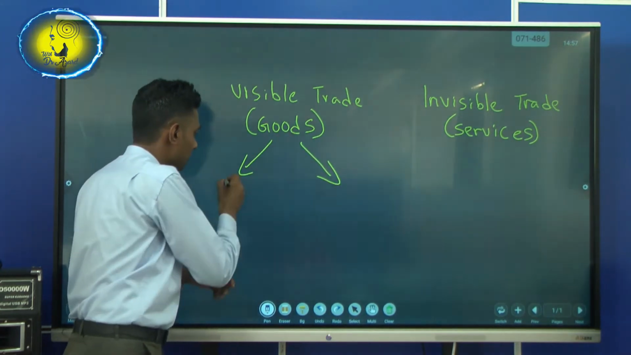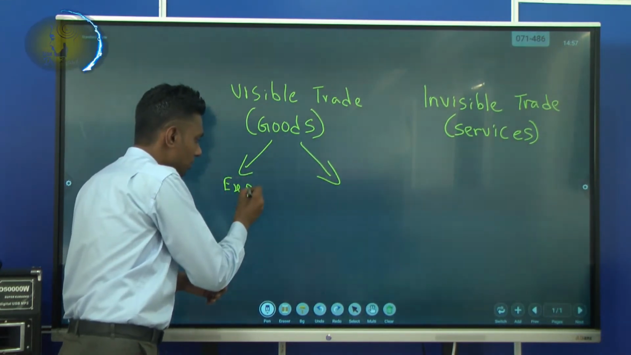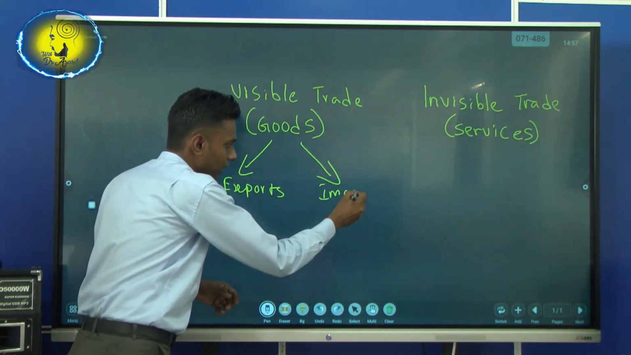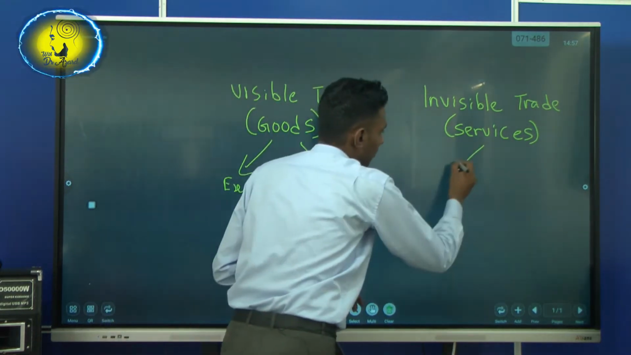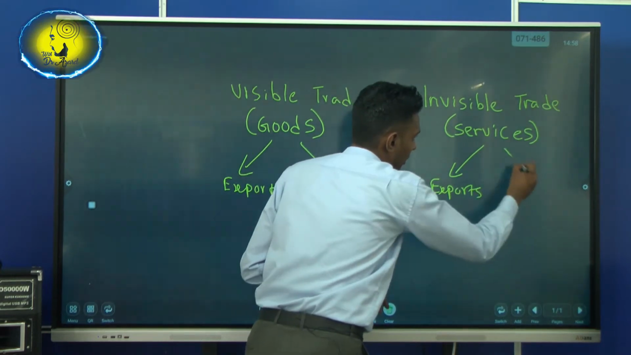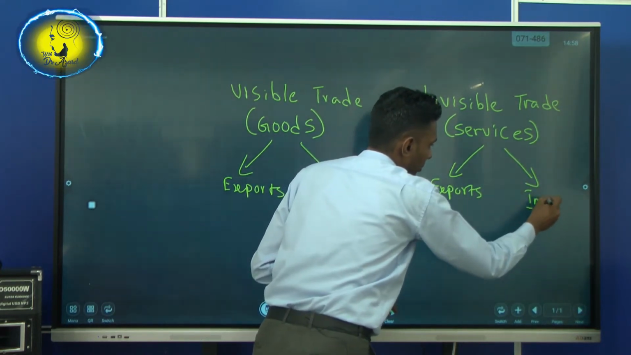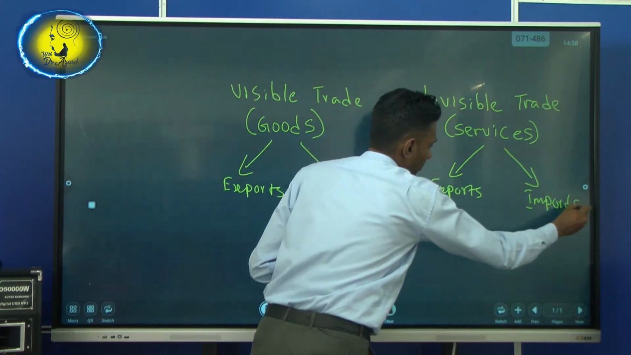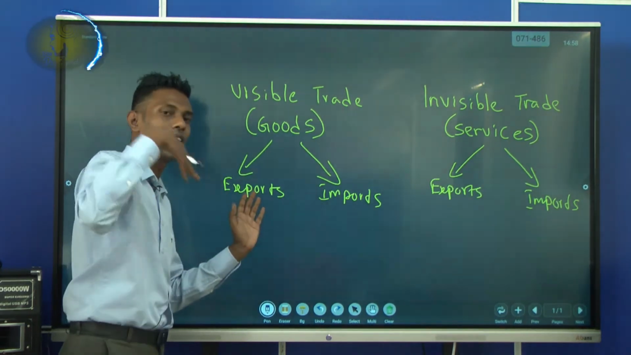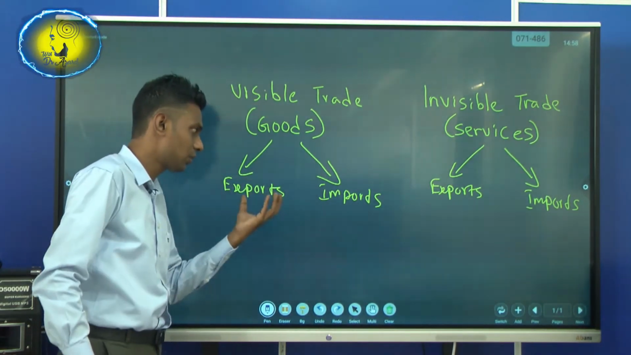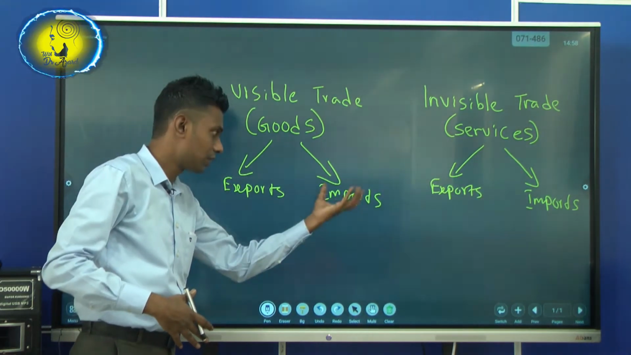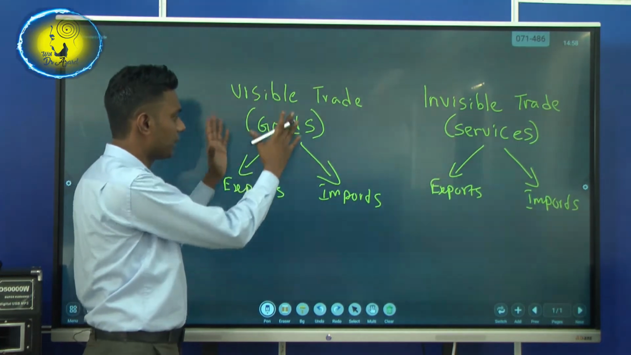When it comes to visible trade, goods, there are two ways over here: exports and imports. Likewise, the same goes for services: exports of services, imports of services. Sending our goods to another country is what we call exports. Purchasing goods from another country is what we call imports. We are familiar with this.